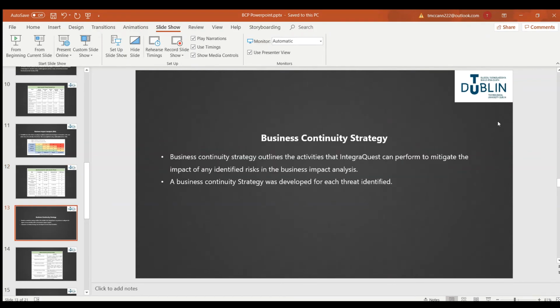The business continuity strategy outlines what IntegraQuest can do to mitigate the impact of a risk or prevent it from occurring. A strategy was designed for each risk identified during the business impact analysis.